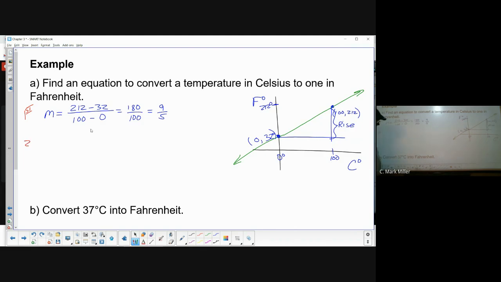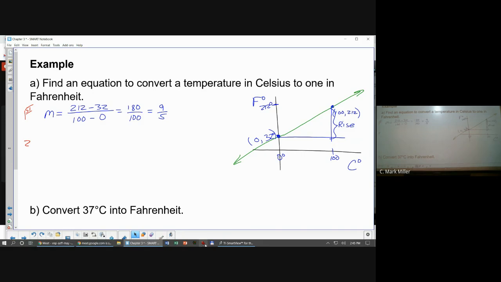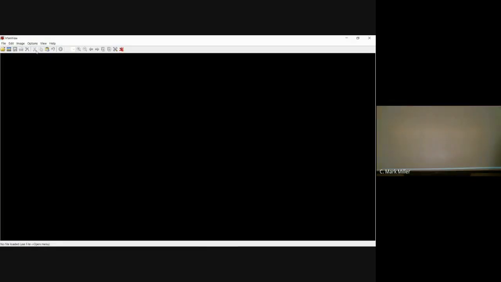Uh-oh. 5 minutes left and a crisis. Here's what I'm going to do. I'm going to take a picture of that. It's got to make the last 5 minutes exciting, right?